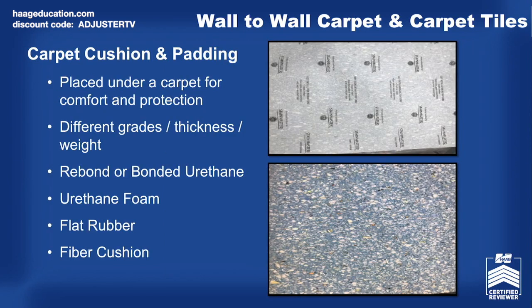Now we're going to talk about the padding or cushion that's placed underneath the wall-to-wall carpet. This is multi-purpose. It comes in different grades and thicknesses. What's shown here is a rebond or a bonded urethane. This is considered the average industry standard. It's a 6-pound weighted rebond that's 7/16 of an inch thick. That's what's placed under most standard carpets.